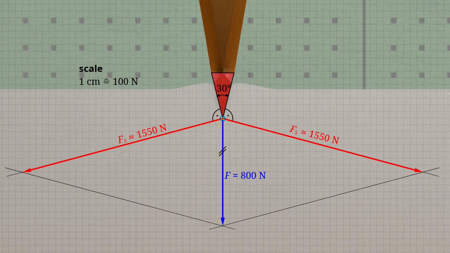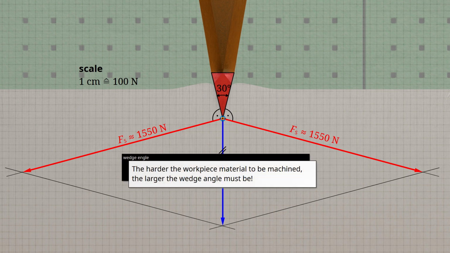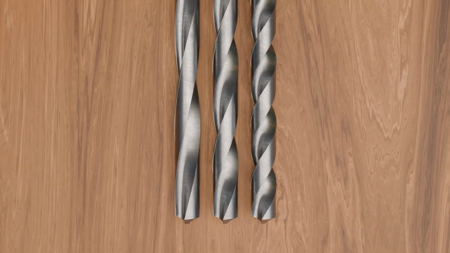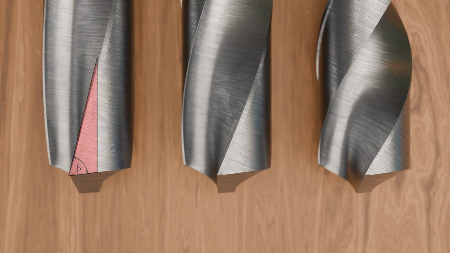The choice of wedge angle is ultimately always a compromise between the highest possible cutting force and sufficient stability of the cutting edge. This means, the harder the workpiece material to be machined, the larger the wedge angle must be. When looking at the three illustrated drill bits, this relationship becomes very clear. The large wedge angle required for a drill bit used on hard materials results in a relatively low helix angle of the cutting edges. These are drill bits of the so-called type H.